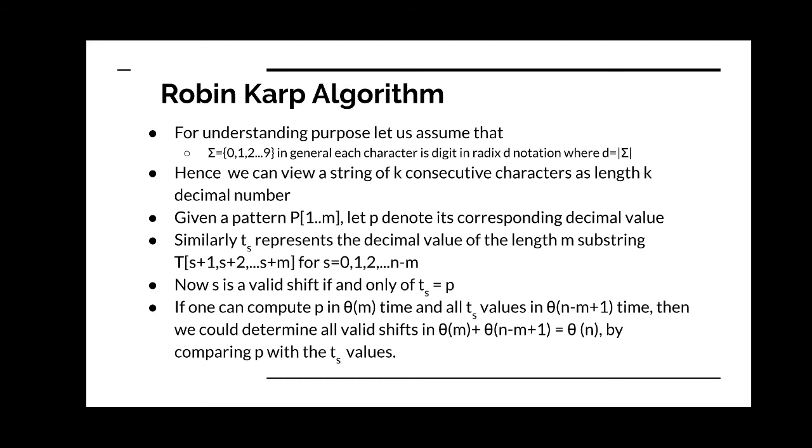Now s is a valid shift if and only if ts is equal to p. If one can compute p in theta of m time and all ts values in theta of n minus m plus 1 time, then we could determine all valid shifts in theta of m plus theta of n minus m plus 1, that is equal to theta of n time, by comparing p with ts values only.